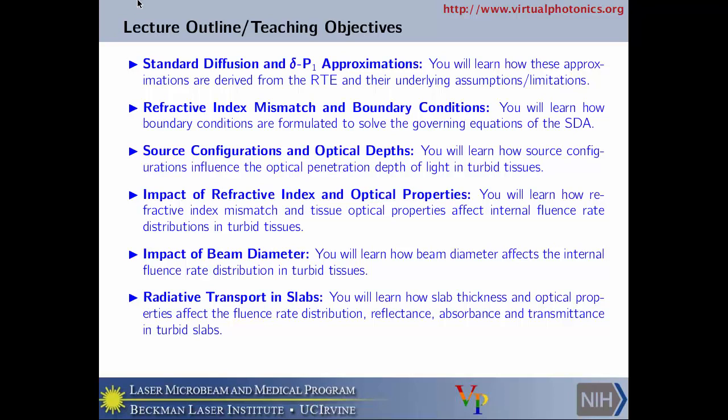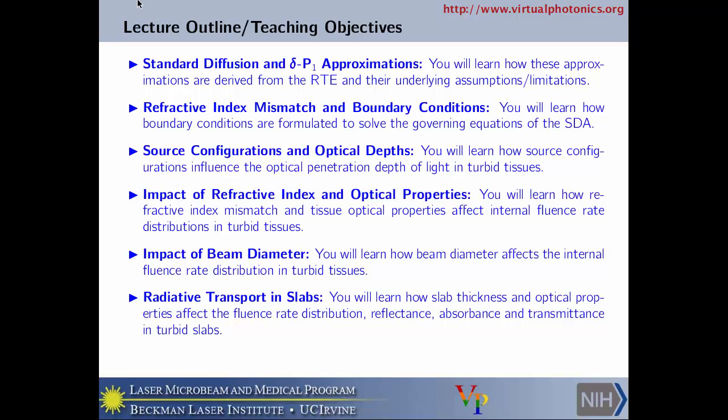And so you'll learn how these approximations are derived from the radiative transport equation and their underlying assumptions and limitations. So these approximations will convert, or reduce, the radiative transport equation, which depending on whether you treat the radiance or the collision density is either an integro-differential equation or an integral equation, as we learned yesterday from Jerry and from Carol. But once you impose these approximations, you reduce this to a partial differential equation, which can be solved provided that you have boundary conditions. So we'll talk a little bit about boundary conditions. We'll learn how boundary conditions are formulated to solve the governing equations of the standard diffusion approximation.